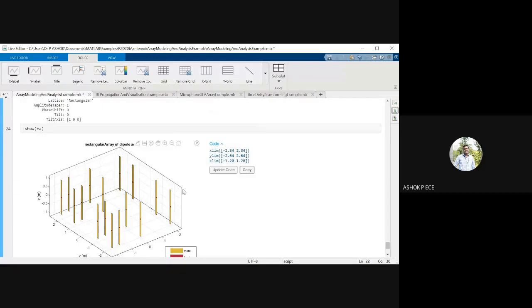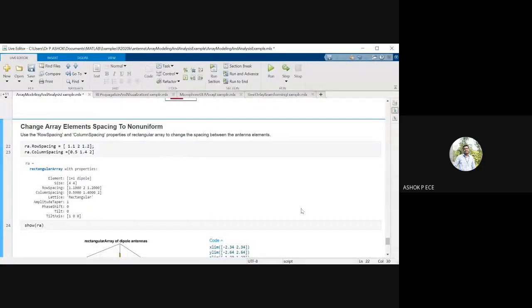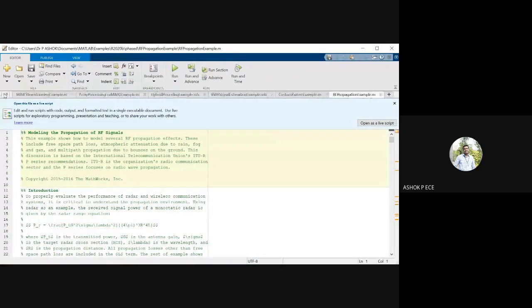Once you do all these things, again you can measure all the parameters and see whether there is any benefit to derive by changing the distance between the antenna elements. So this is one example of how to model antenna arrays.